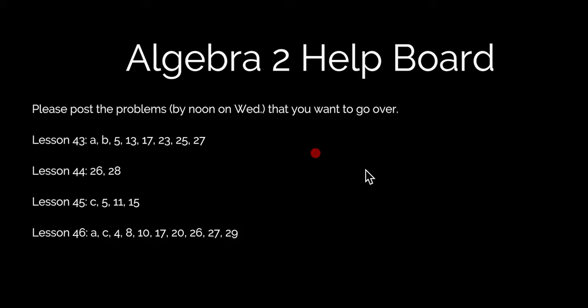Okay, I'm going to quickly attempt to do lessons 44 and 45. I'm breaking it up since I had that disaster of it not saving. So let's just try 44 and 45. We're going to do 26. So 26 is solve the system by graphing. So this is lesson 44, number 26.